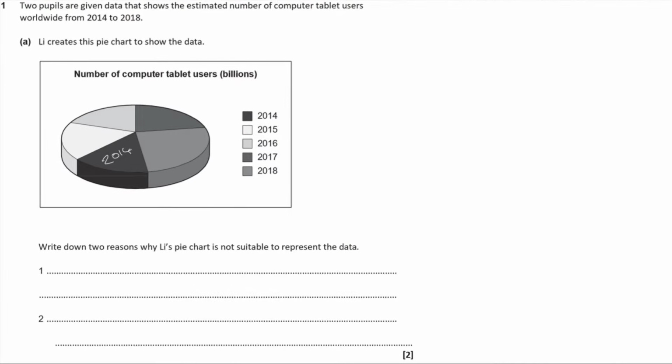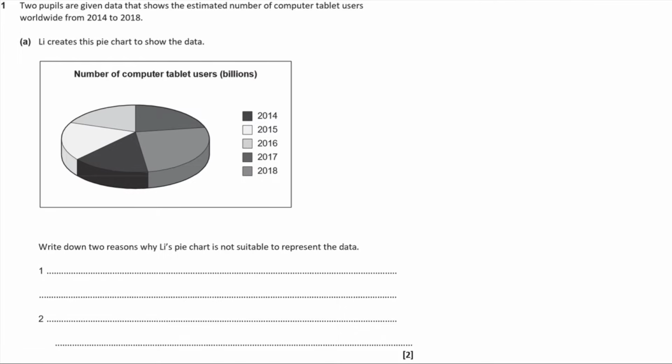Question 1. Two pupils are given data that shows the estimated number of computer tablet users worldwide from 2014 to 2018. Lee creates this pie chart to show the data. Write down 2 reasons why Lee's pie chart is not suitable to represent the data.